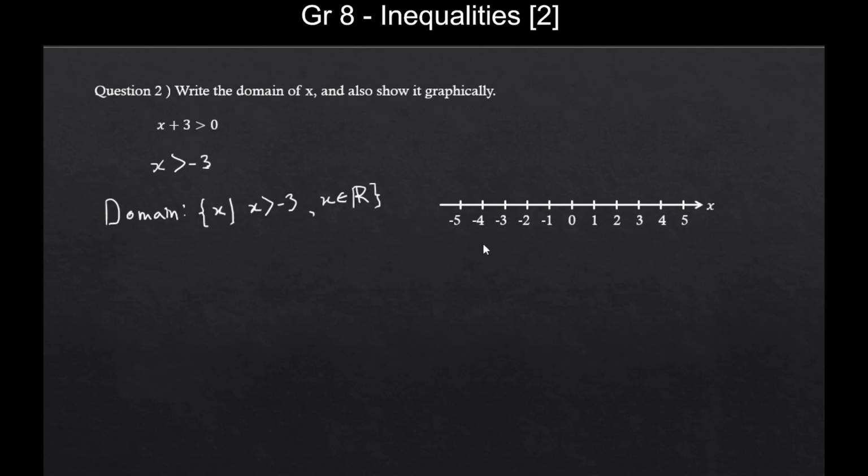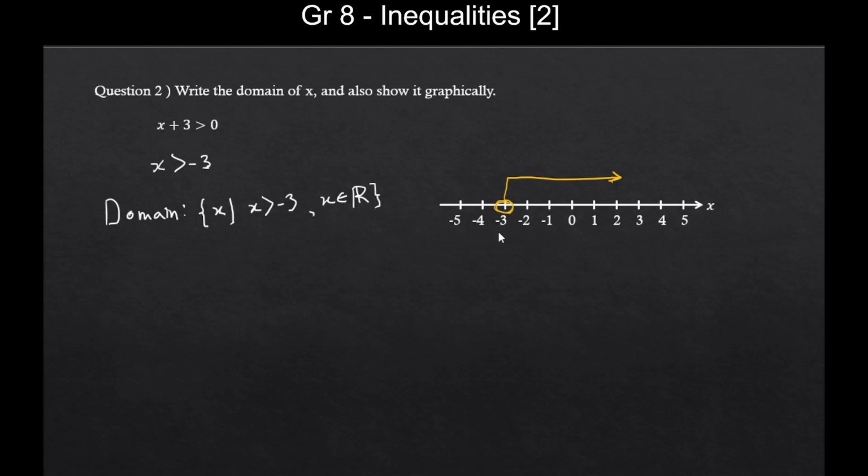Now we have to show this graphically. So x is greater than -3, right? So I would put a dot here. Okay, that was a bit too big, but yeah, that's a dot. And it should be greater than -3, so I should head toward this direction. So this means our x value is greater than -3.